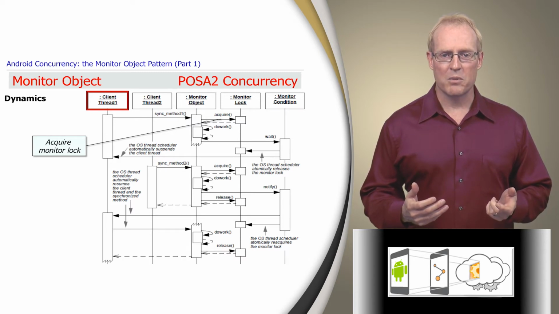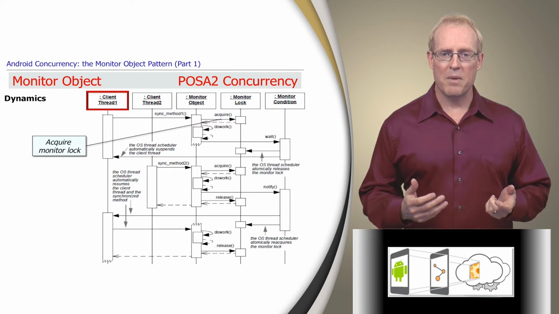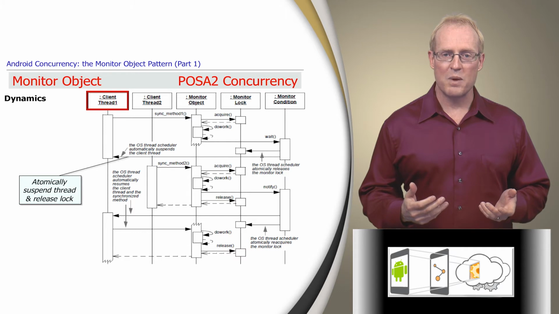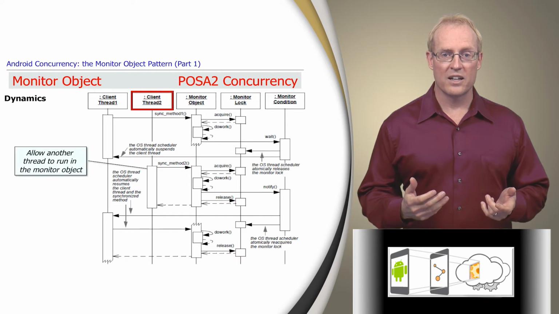If a synchronized method must block or otherwise can't make immediate progress, it can wait on one of its monitor conditions, causing it to leave the monitor object temporarily. The monitor object implementation is responsible for ensuring the object is in a stable state before switching to another thread. When a synchronized method leaves the monitor object, the client's thread is suspended on that monitor condition, and the monitor lock is released atomically. Another synchronized method in another thread can now execute within the monitor object.